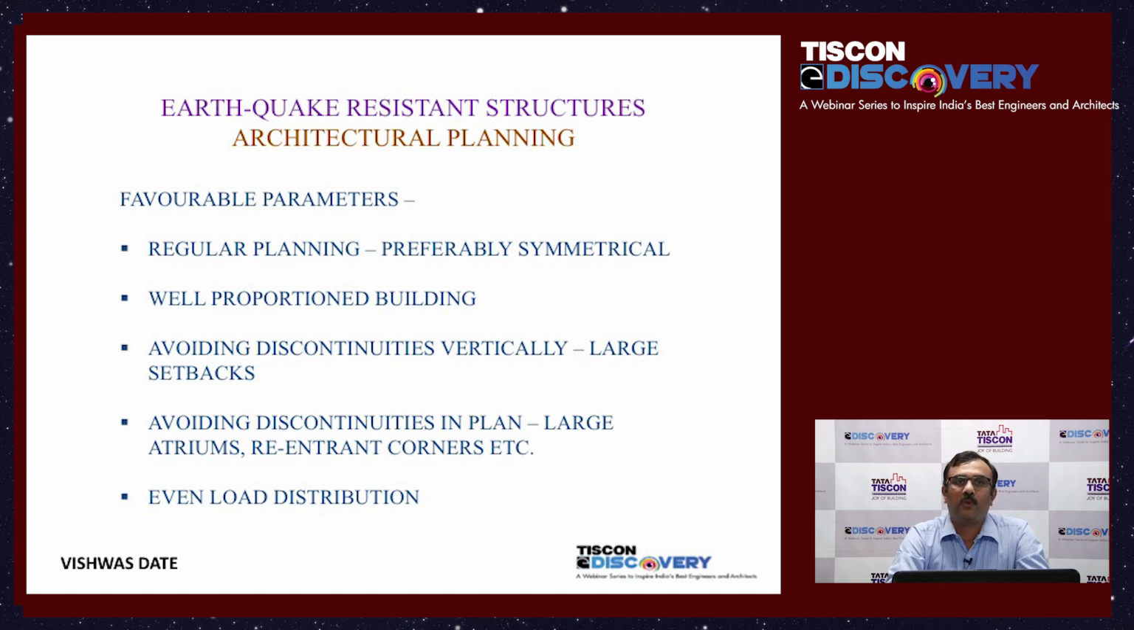Well-proportioned building. When I say well-proportioned, I mean it's not too tall, it's not too long, it's not too short. So the building's design is a characteristic of the requirement, and the characteristic of requirement is captured by the size of the building, and most importantly, it should be well proportioned. Avoiding discontinuities vertically as well as horizontally. So avoiding large setbacks, avoiding large cantilevers, avoiding heavy mass at the roof level, avoiding large atrium spaces, avoiding re-entrant corners. All of these constitute a well proportioned or well planned building.